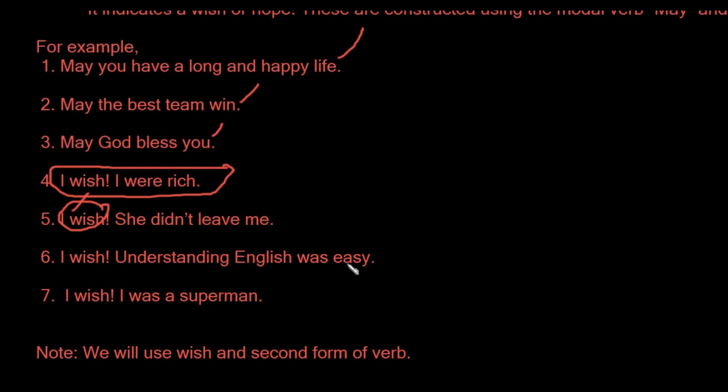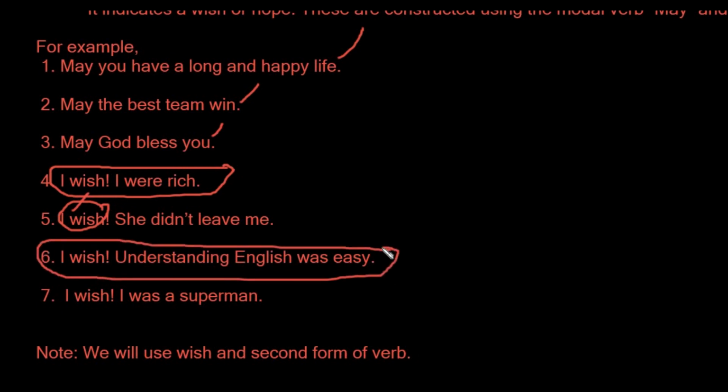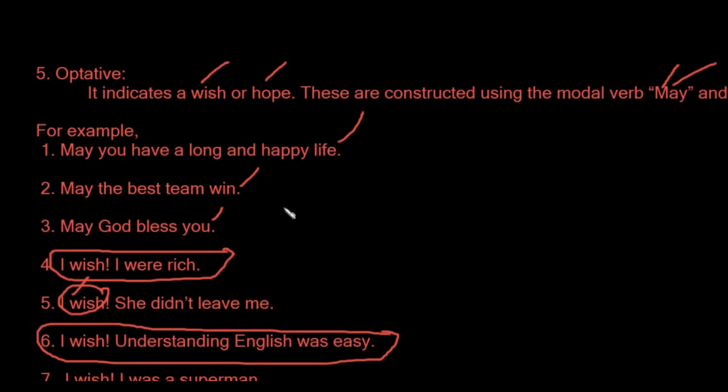Okay, I wish understanding English was easy. So I wish understanding English was easy is also an optative sentence. I'm wishing for something. Maybe it will be someone else who doesn't understand English. So he's telling others, or talking to himself, I wish understanding English was easy. So this is a kind of optative sentence.